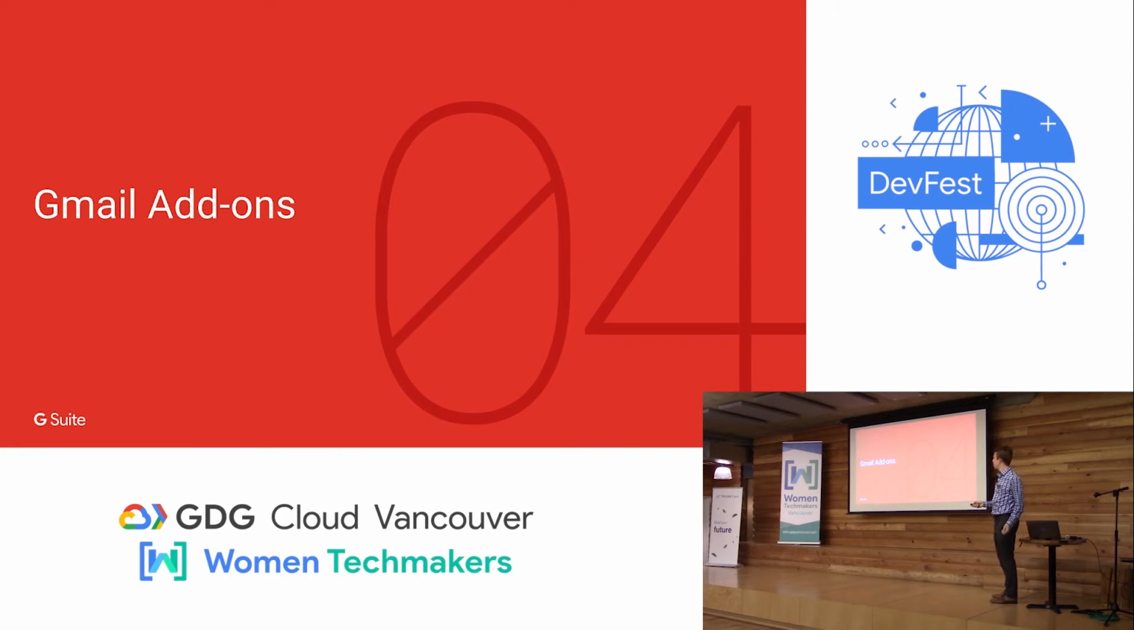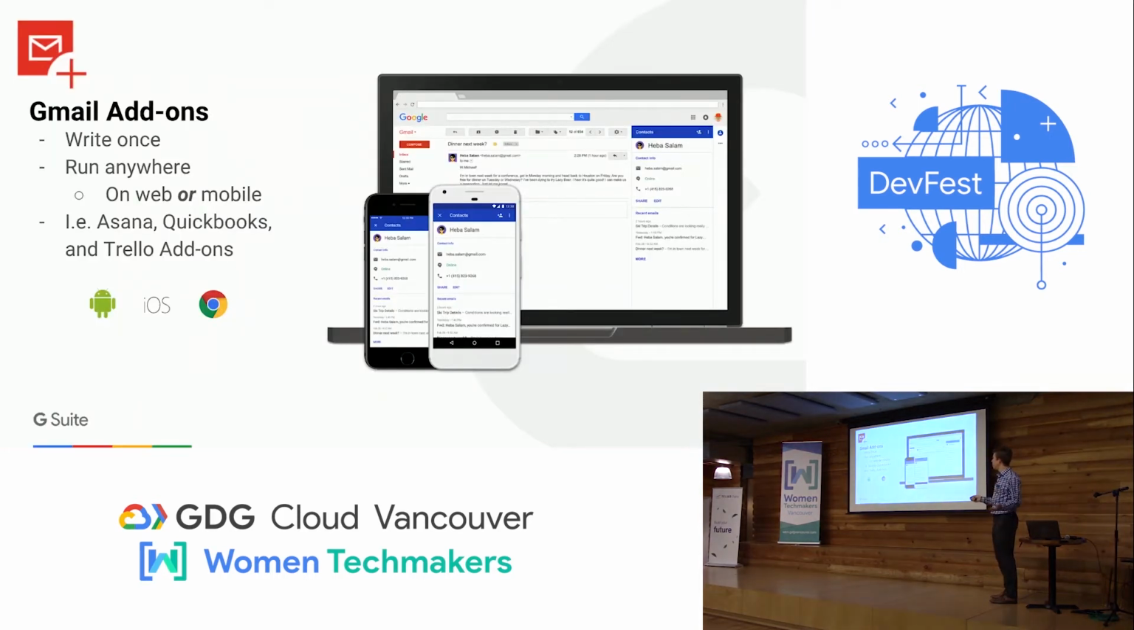Gmail add-ons. So Gmail add-ons came out last fall. They allow you to write once, run anywhere on web and mobile, and allow you to do things like create calendar events or see relevant information from your contacts. So companies like Asana, QuickBooks, and Trello have added add-ons that allow you to extend the Gmail user interface.